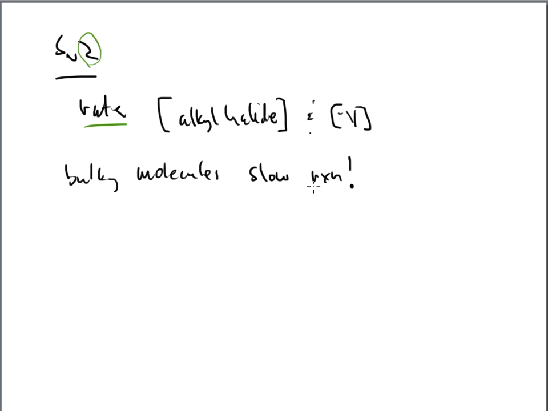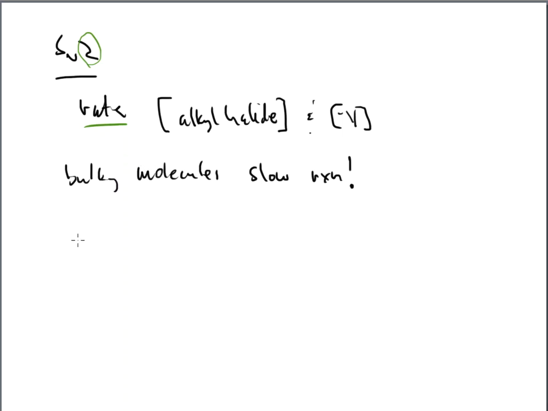We'll see a few of these examples. Think of this as friends going to the club to allow this to happen or to prevent this from happening. That's what these bulky molecules are going to start doing.